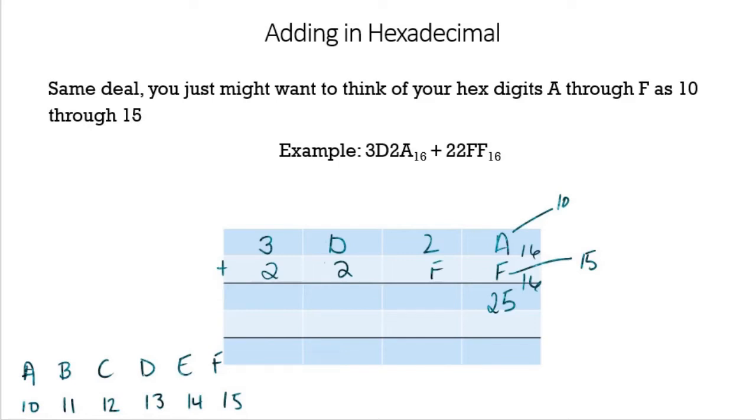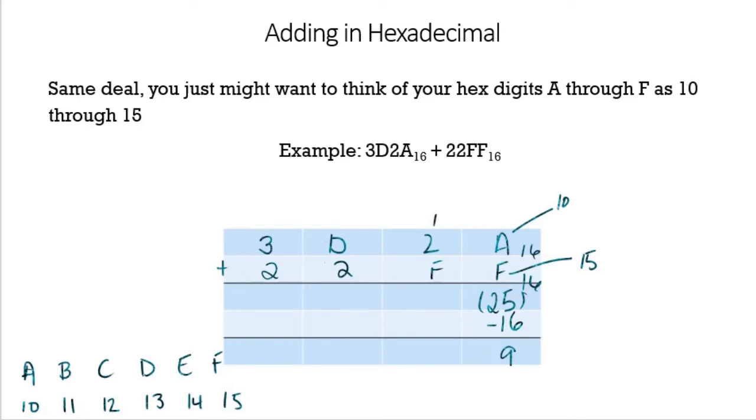But of course, I can't go higher than 15. As soon as I hit 15, that's like hitting 9. If I add one more to that, I'm moving over to the next place value. If we were working in decimal, we would have subtracted 10. In octal, we would have subtracted 8. But here, we're taking the 16. So we want to know what value do we have left over in the ones column when we take the 16 and move it to the 16s column. We have 9 left over.